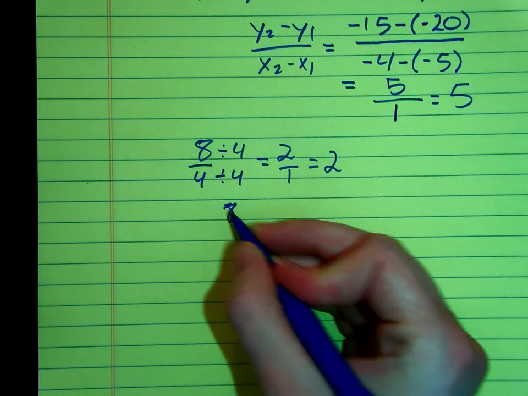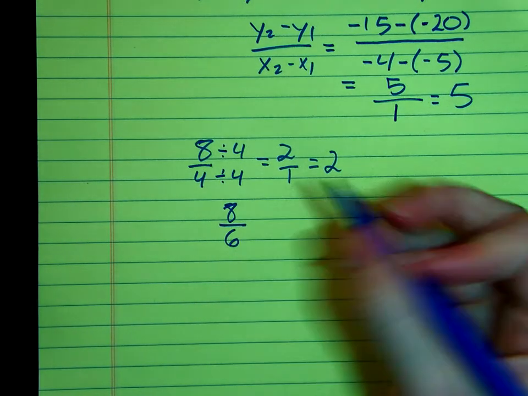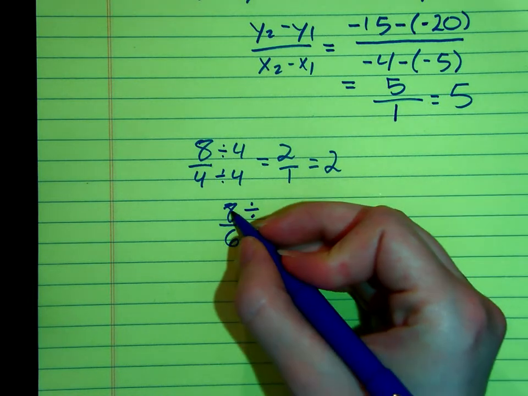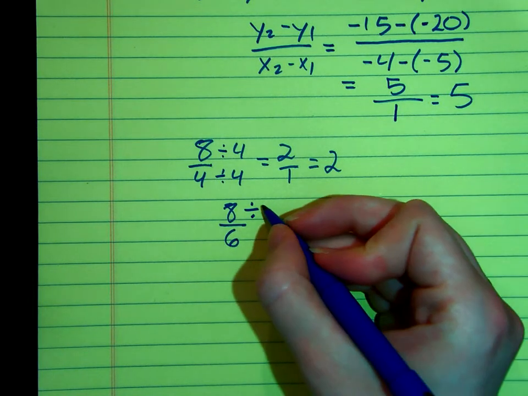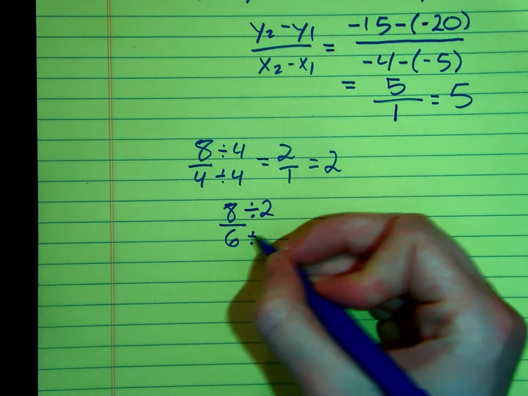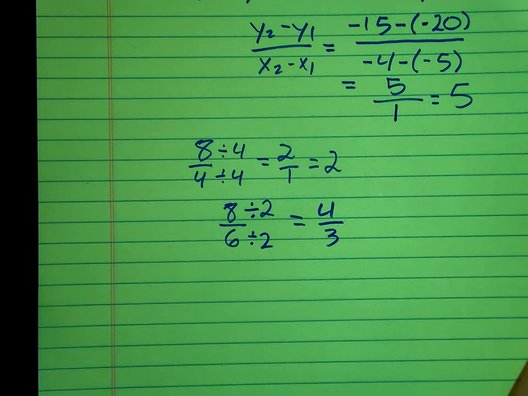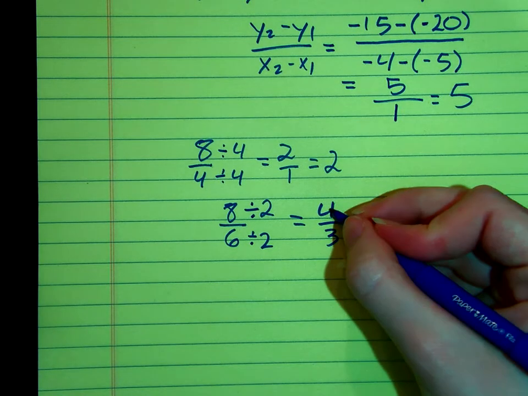If I get something like 8 divided by 6, my calculator is going to spit out a decimal, so I've got to go ahead and simplify this by asking what goes into both 8 and 6. Well, 2 goes into both 8 and 6, so divide both the top and the bottom by 2, and I get 4 over 3. You do need to simplify your fractions.